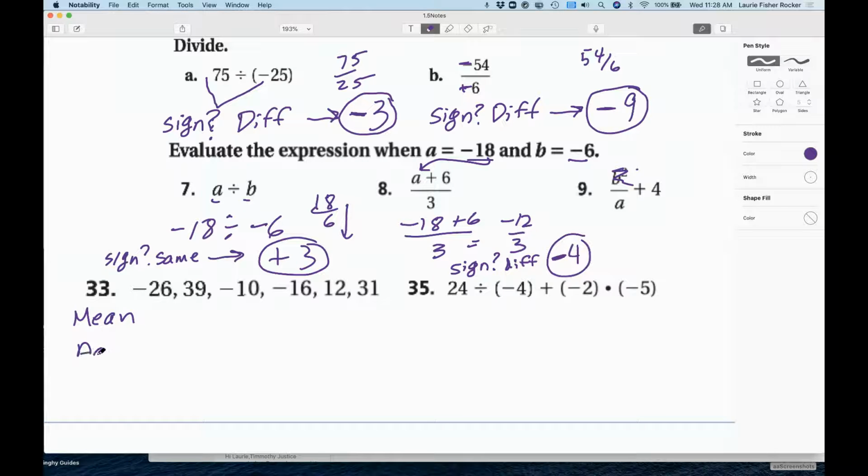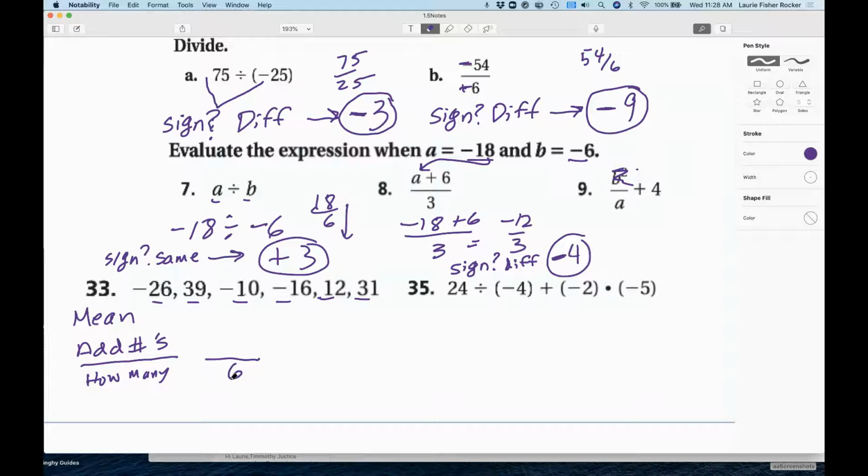That means that you're going to add all the numbers and divide by how many numbers there were. So 1, 2, 3, 4, 5, 6. So it's divided by 6. There's 6 numbers. And then you actually have to do the math. You have to add this, okay?